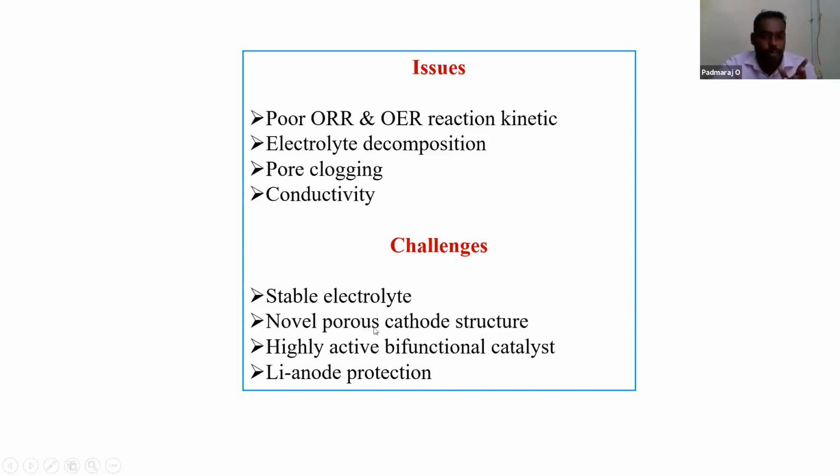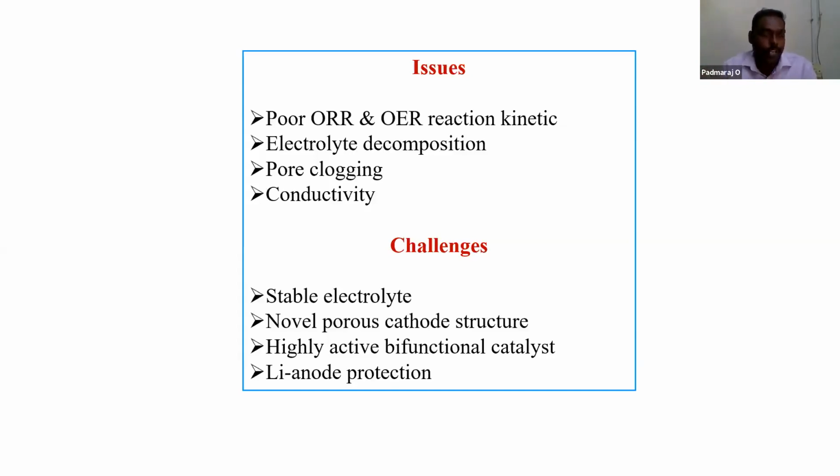And what are the challenges we have to address? A stable electrolyte we have to focus on. That means the electrolyte should be stable, and it should have good oxygen solubility and diffusion. Then the porous cathode structure. Oxygen should easily come and pass through the porous structure and get reduced, and that reaction should happen fast. So the porous cathode structure we have to develop.